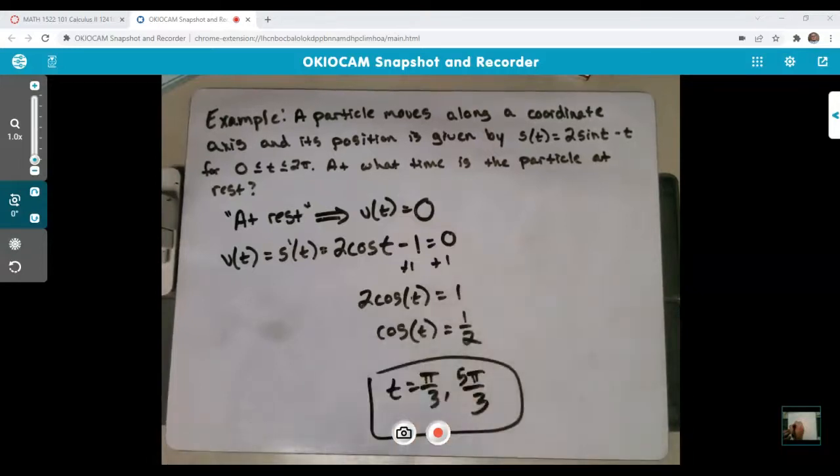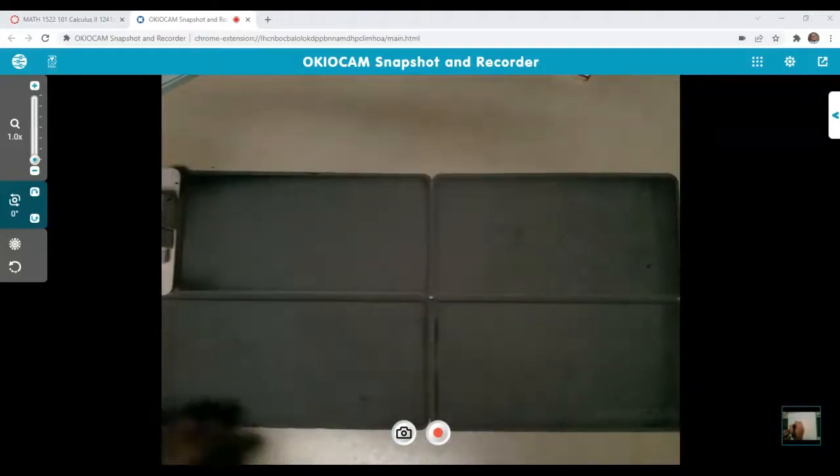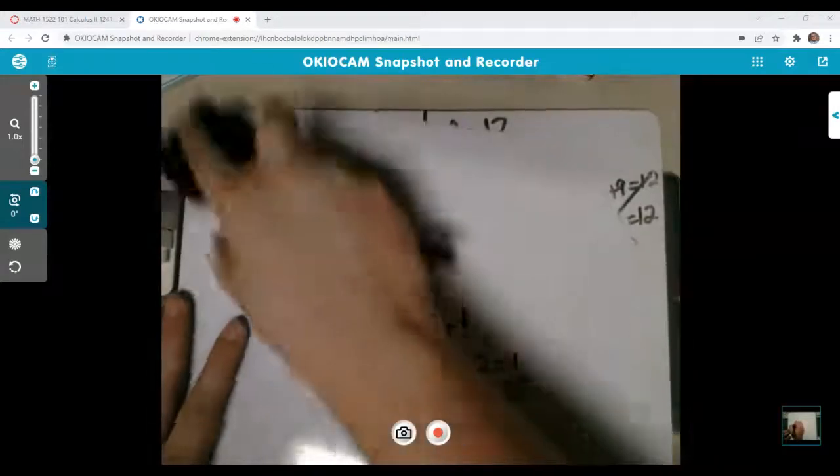So there we have it. It is at rest at pi over 3 and 5 pi over 3. Let's do some more examples of finding derivatives and ways to use them.